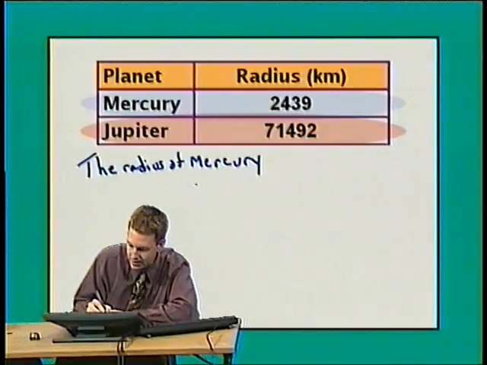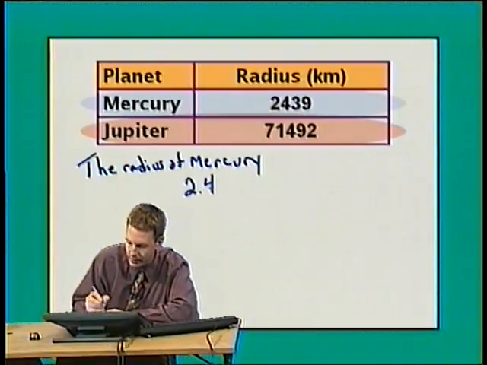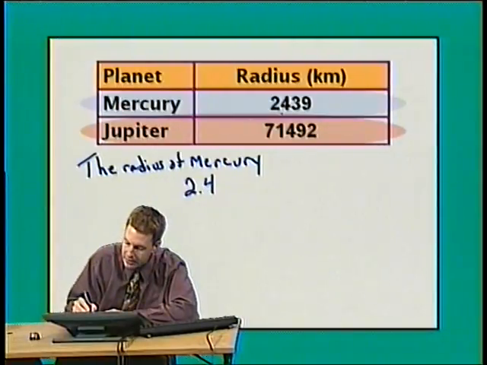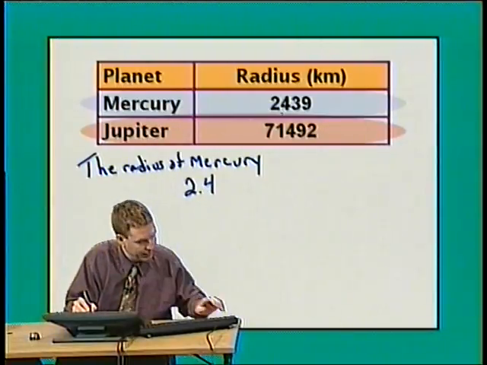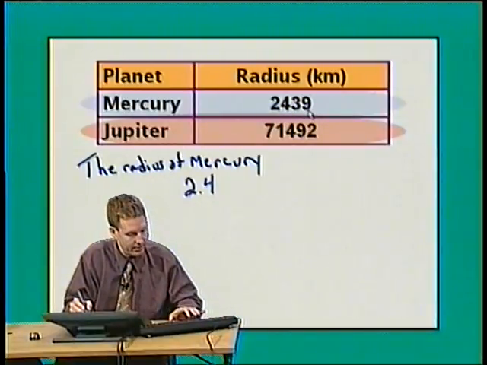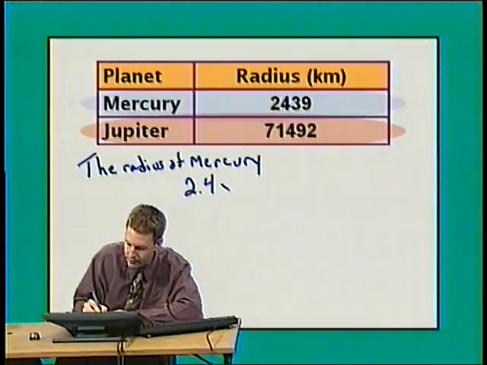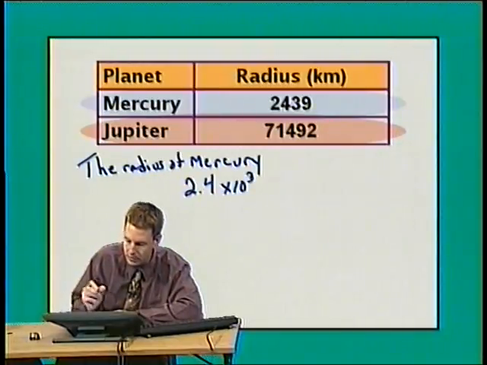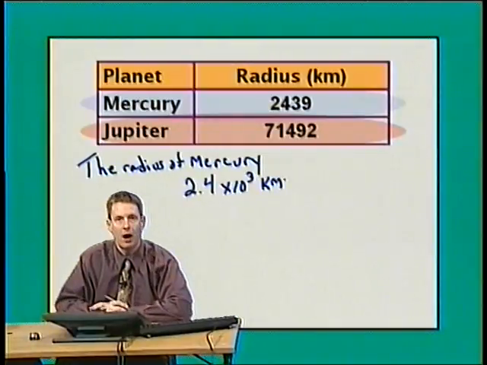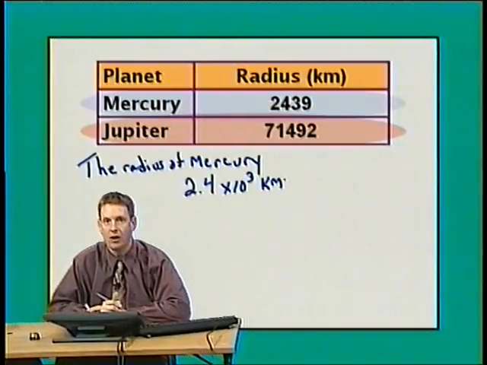So my mantissa is going to be 2.4, and 2,439, I would need to move the decimal point 1, 2, 3 places to the right. So this is 2.4 times 10 to the 3rd. But that's how many kilometers are in the radius. We want to know how many meters are in the radius.